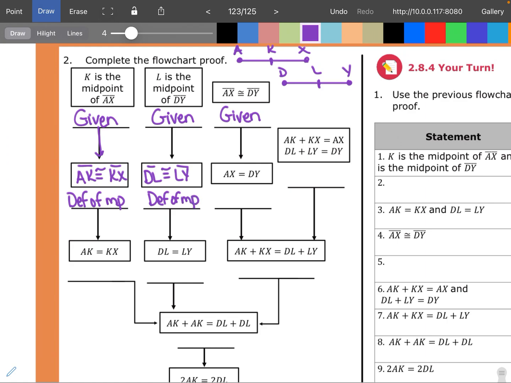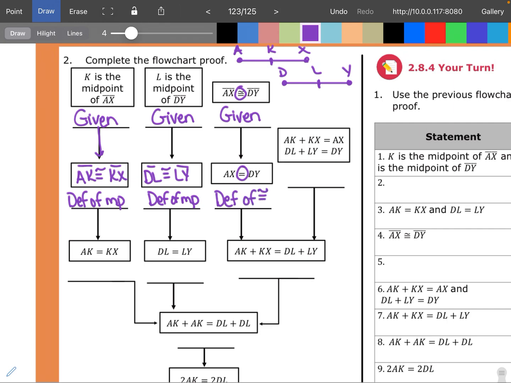Okay. And then what we have here with the third given statement, segment AX is congruent to DY, and then we go to AX is equal to DY. We're going from congruence to equality. So what we're saying there is that is your definition of congruence.